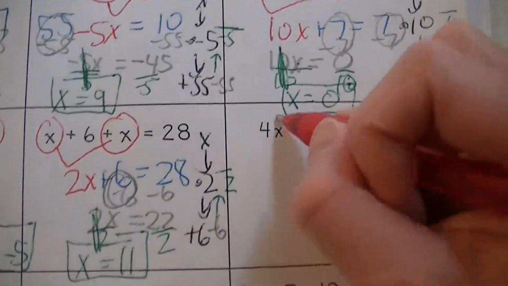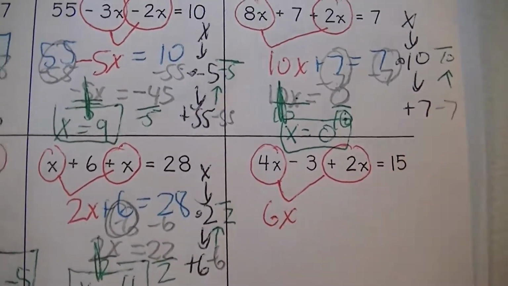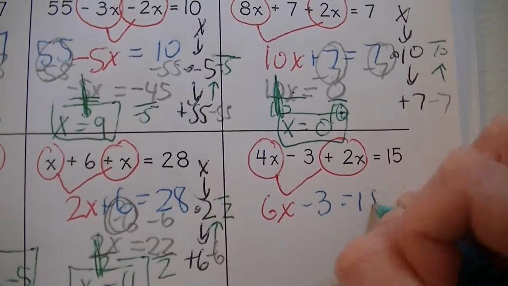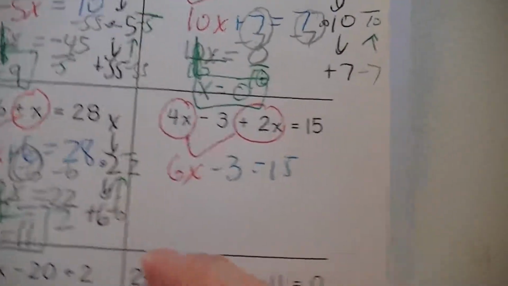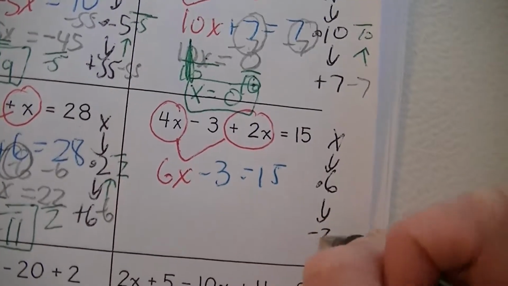The next problem, you got 4x plus 2x. 4x plus 2x is 6x. Bring down your minus 3. Bring down your equal sign. Bring down your 15. Now you're going to build that now that you simplified it. Started with x, they multiplied it by 6, and then they subtracted 3.